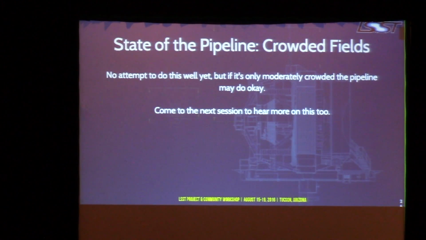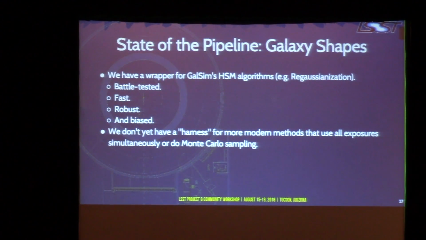Crowded fields, we have not tried to do crowded fields at all yet. So if you're a crowded field astronomer, this may work if it's not too crowded, but it's in no way an indication of how we do in the future. And again, I'll talk about that more in the next section, one of the breakouts on blended objects. Galaxy shapes, we also have not tried hard on galaxy shapes. We have the ability to run the old HSM regaussianization, which is battle tested and robust and quite biased because it's been around for a while. But you can still learn a lot from it. And it's quite fast, which is nice. We don't have a harness for doing multifit and other kinds of more advanced modern shape measurement yet.